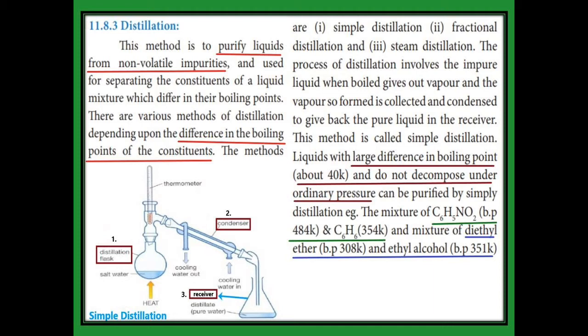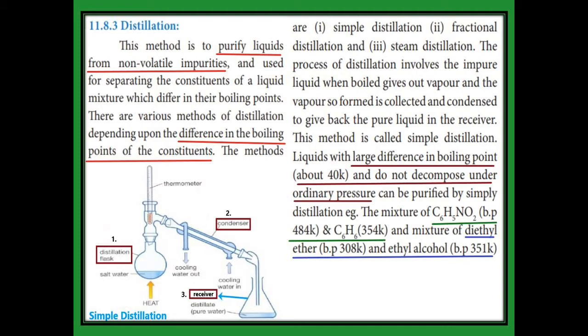For example, C6H5NO2, the name is nitrobenzene, with a boiling point of 484 Kelvin, and C6H6, benzene, with a boiling point of 354 Kelvin. The difference is above 40 Kelvin, so we can use the simple distillation process.